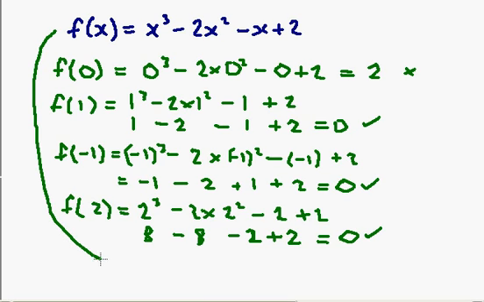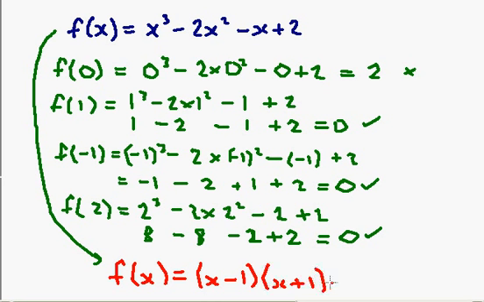So I can now write f of x in brackets. I have effectively factorized it. So I've got f of x is equal, now let's have a look at the first one, x was equal to 1, so x minus 1. Here x was minus 1 in the second one, so x plus 1. And I've got x was equal to 2 here, so x minus 2.